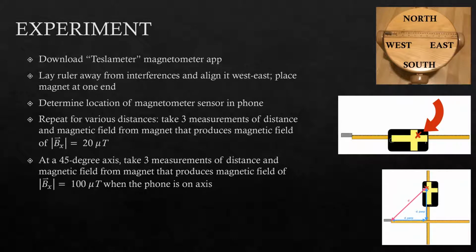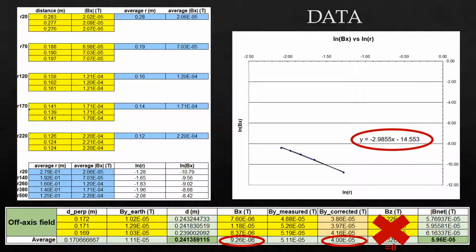And at a 45-degree axis, I took 3 measurements of distance and magnetic field from the magnet that produced a magnetic field of 100 microteslas in the x component when the phone was on axis. So this spreadsheet averaged the 3 measurements for each of the different distances. So for the on-axis measurements, it produced a natural log graph, and this line of best fit, the equation, will be important later.